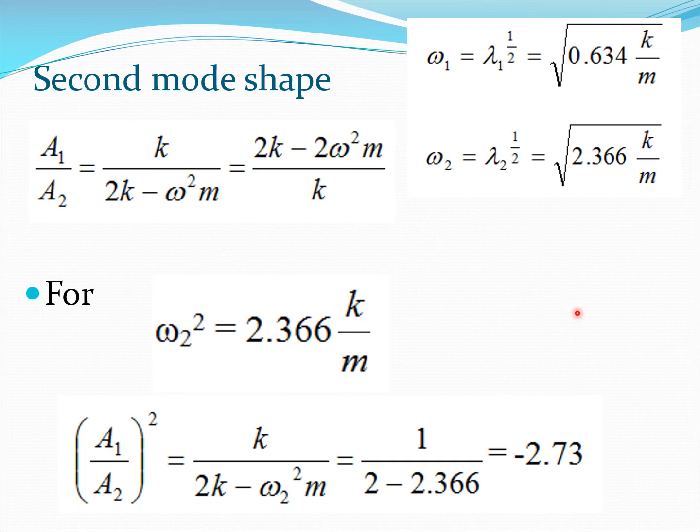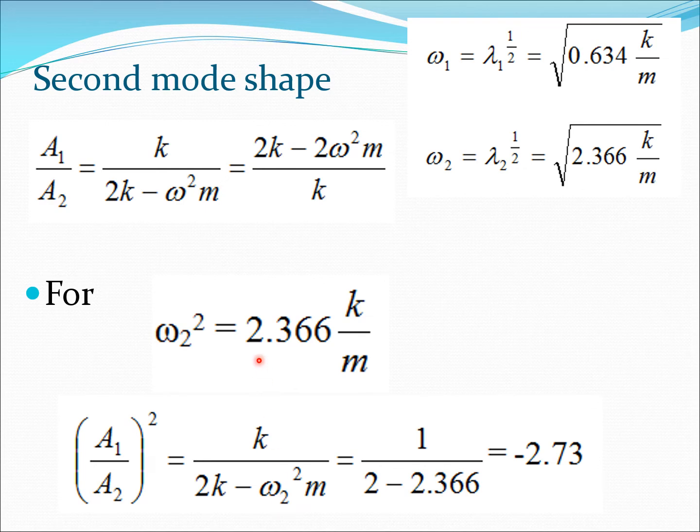Now we look at the second mode shape. So again, the same ratio is given here. The first two frequencies are put here. And now we are looking at the second frequency, which is here, 2.366 square root of k by m. So now we know the frequency square. So we take one of these ratios and we put this here now.